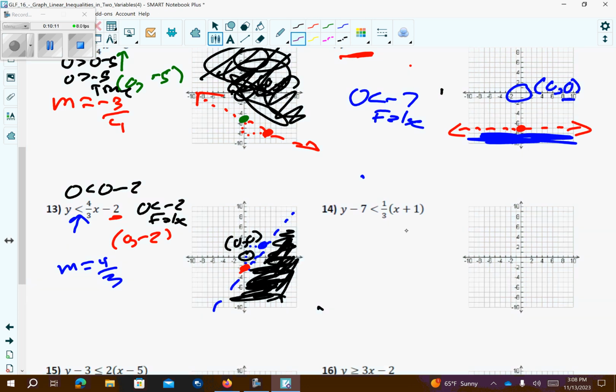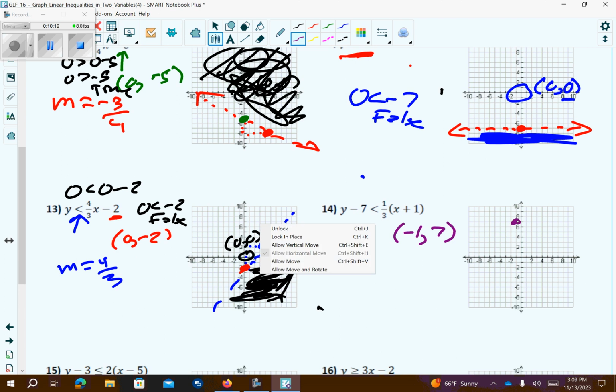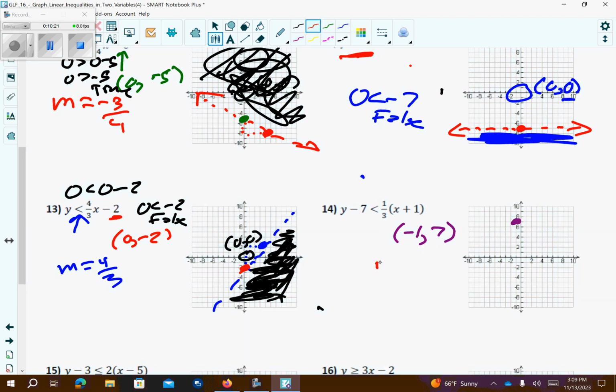Number 14, this allows us to get the point. Remember, I make the opposite values when it's set up this way. So -1, 7 is up here. And then I have a slope of 1/3. So from this point, I'm going to go up 1, right 3. This is dotted because I don't have the equal sign.